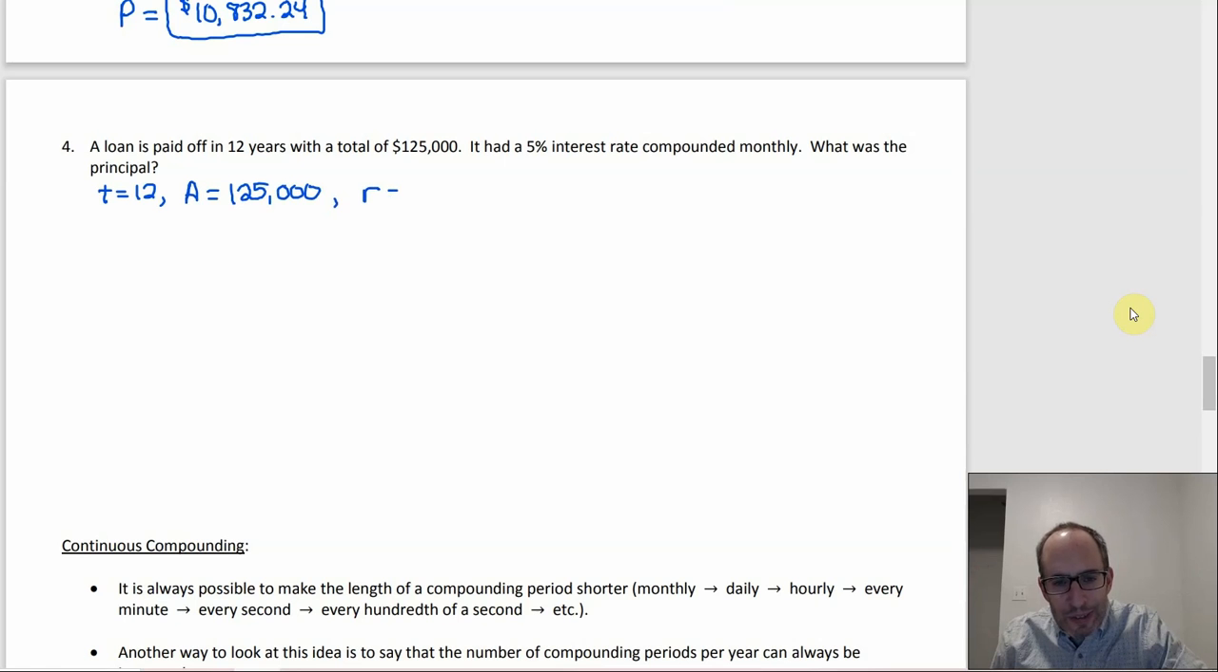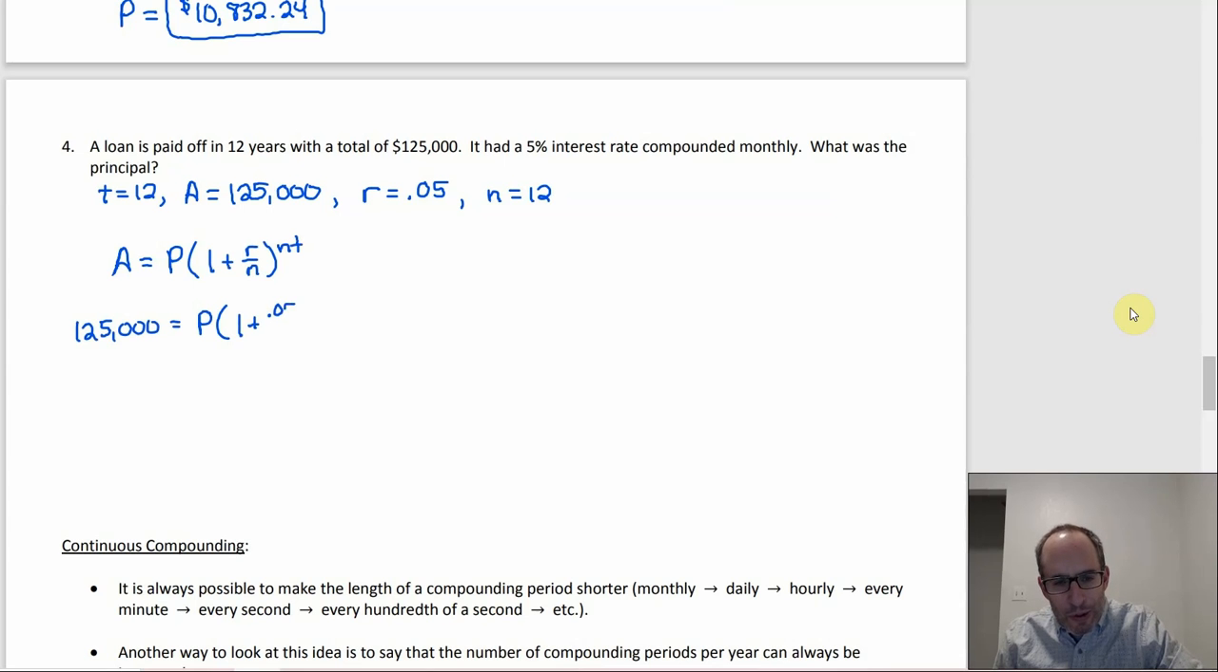5% interest. All right, that's 0.05 as a decimal. Compounded monthly, that means N has to be 12. All right, same formula. P times 1 plus R over N to the NT. All right, so A is 125,000. And we're solving for P. And then we're going to have 1 plus 0.05 over 12 raised to the power of 12 times 12. Another nice big exponent, right?